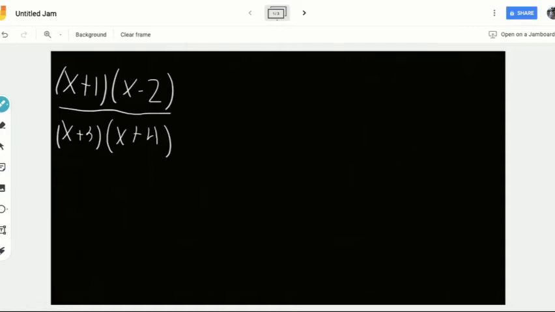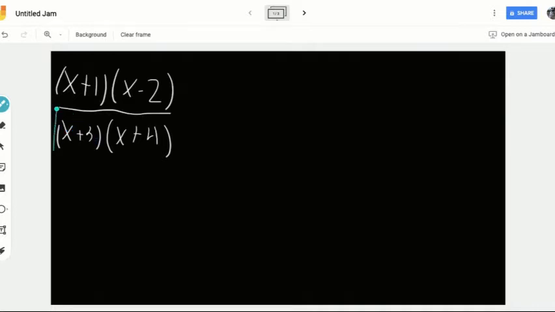Want to do 1.10.3, Algebra 2, Semester 2, Graphing Rational Functions. If you remember from earlier in this unit, we had to find when the rational expression was undefined and when it was zero. So we're going to actually do both.